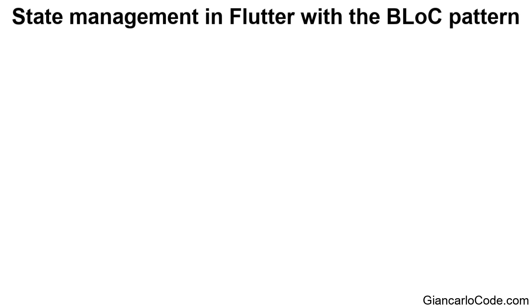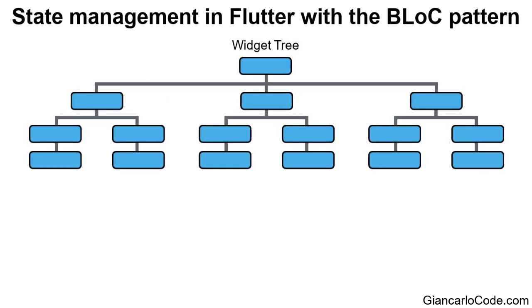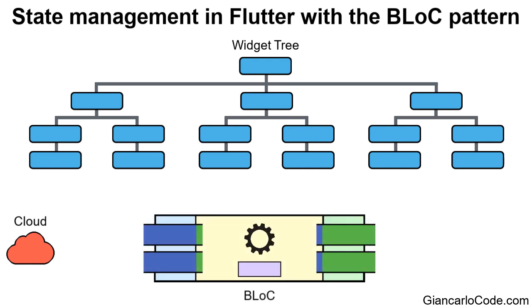Imagine you have a widget tree. You also have a source of events other than widgets, in this case a cloud. You have one bloc, but you can have more. You will have widgets that will listen to the streams of the bloc. Widgets that need to perform a function can add events to the bloc through sinks. The cloud can also add events to the bloc through sinks.